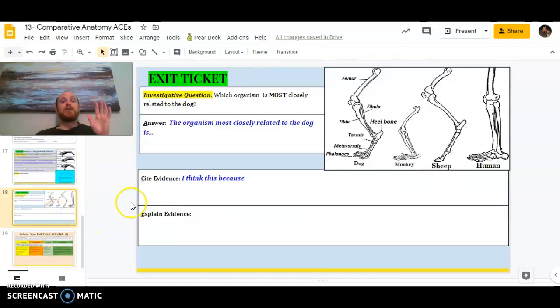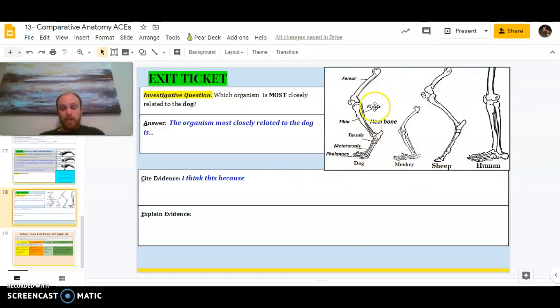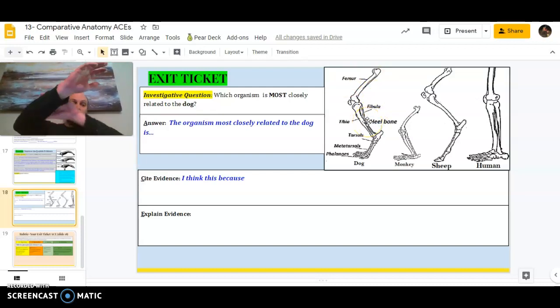Okay, and then finally you have an ace that you're gonna do from scratch by yourself, with none of the scaffolds. It's a brand new one. So I have a dog, a monkey, a sheep, and a human, and I gave you some of the names here. So you have a femur is your upper leg bone, and then just like your arm. Yesterday we looked, or the last lesson we looked at, you have 2 bones. You actually have 2 bones in your lower leg, your tibia and your fibula. You have a heel bone. You have tarsals, kind of in your ankle, metatarsals in your foot, phalanges in your toes.